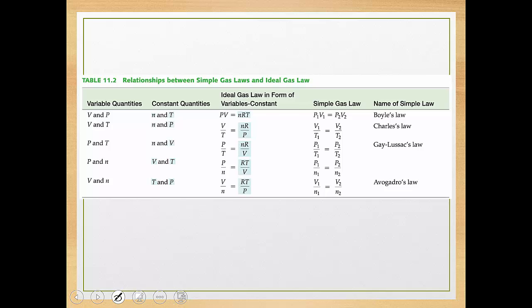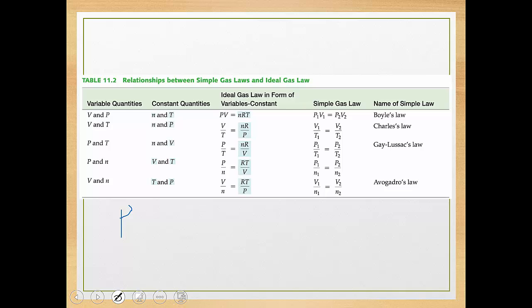Table 11.2 in your book shows the relationship between the simple gas laws and the ideal gas law, how you can boil it down. So if you're going to start with PV equals nRT, how do you know then what to do to convert it to another format? And that's all it's showing you here. But again, all you have to do is set it up.